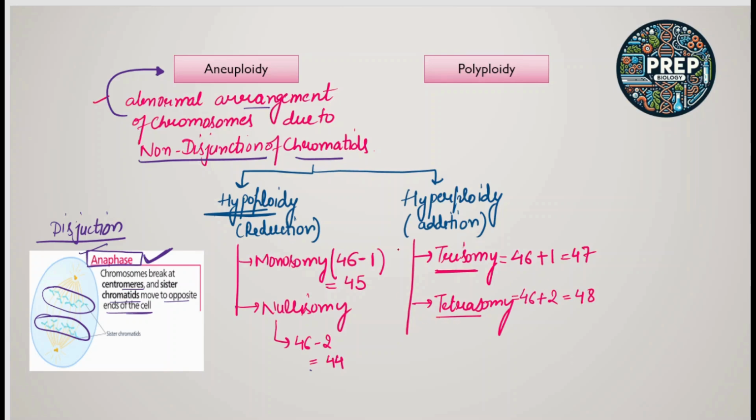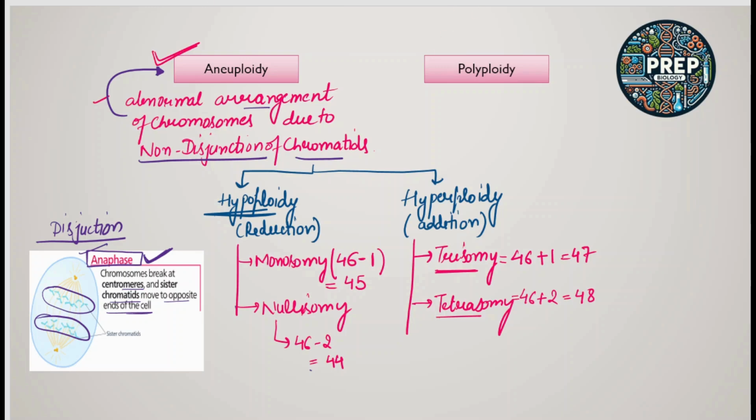I hope this aneuploidy condition is clear to you all. Aneuploidy is an abnormal arrangement of chromosomes that causes chromosomal disorders. Why does it happen? Due to non-disjunction of chromosomes. When the chromatids are not able to separate from each other in the anaphase of cell division, then aneuploidy takes place. Aneuploidy causes chromosomal disorders. I hope this is clear to you all. Aneuploidy is in your syllabus.